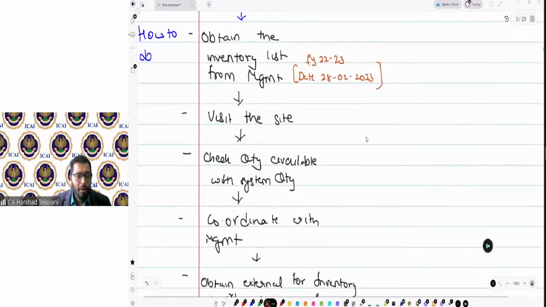Now, let's say for example, in the hypothetical example we were discussing, the inventory count date is not 28/2, it's 28/5. Will this make any difference now? I have counted inventory on 28/5/2023. Financial year same, 22/23. What do I need to do?